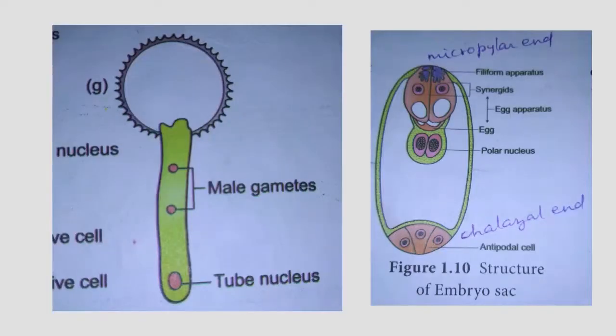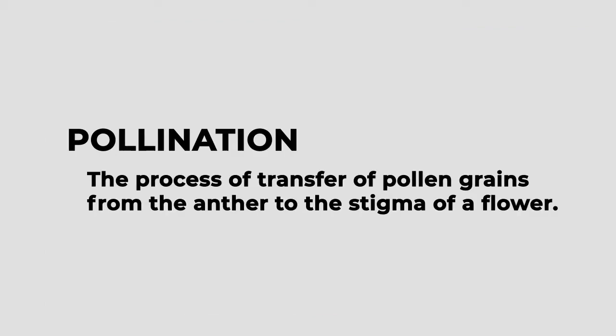So far we have learnt about the production of male and female gametes. After the production of these gametes, pollination takes place. Let's know what pollination is. The process of transfer of pollen grains from the anther to the stigma of a flower is known as pollination. The process of transfer of pollen grain from the anther to the stigma of a flower is known as pollination.